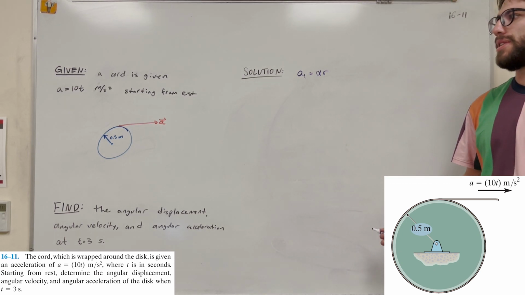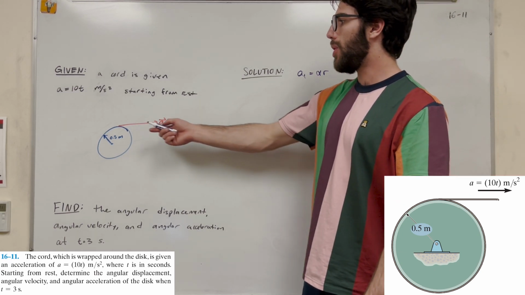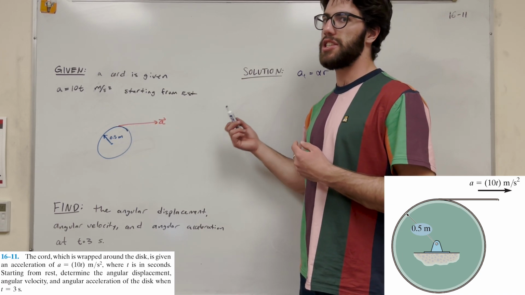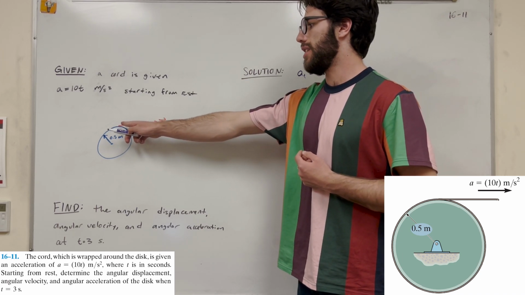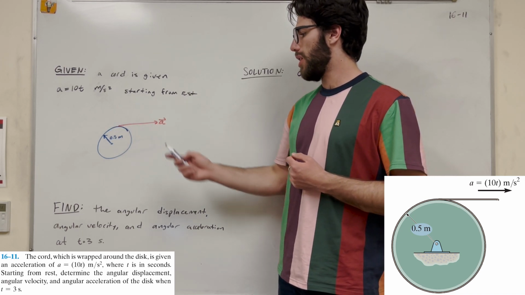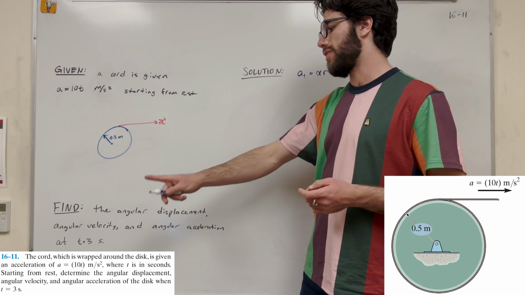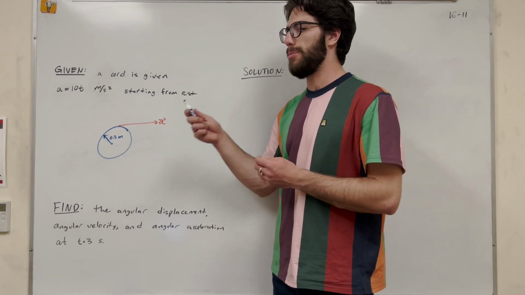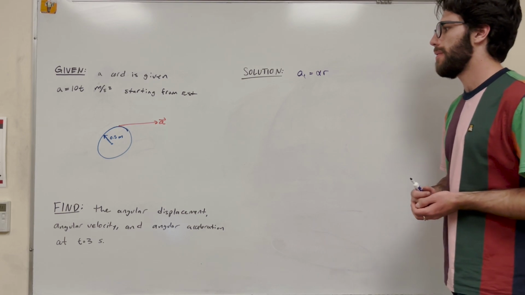So let's solve this problem. We have a chord pulling with an acceleration of 10t meters per second squared, starting from rest. As you can see, that chord is pulling tangent to this circle, which is spinning around this origin. We want to find the angular displacement, angular velocity, and angular acceleration at 3 seconds after it's being pulled. So let's go ahead and solve for that.